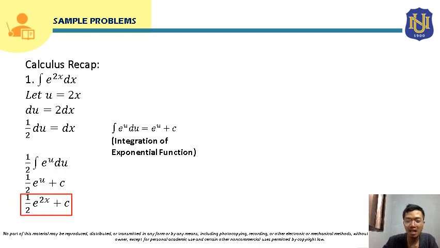We can use that as a shortcut, instead of showing that you let u is equal to 2x. You can directly multiply e raised to 2x plus c by the reciprocal of 2, since that is the coefficient of variable x. So that will be 1/2 e raised to 2x. Let's say you have the integral of e raised to 3x dx. That will just be 1/3 e raised to 3x plus c. So we can use that shortcut for solving the integral of exponential functions.